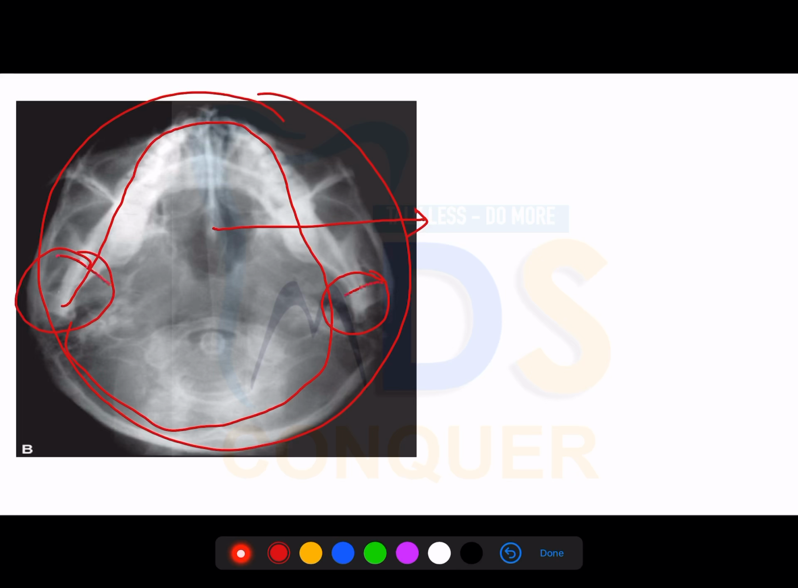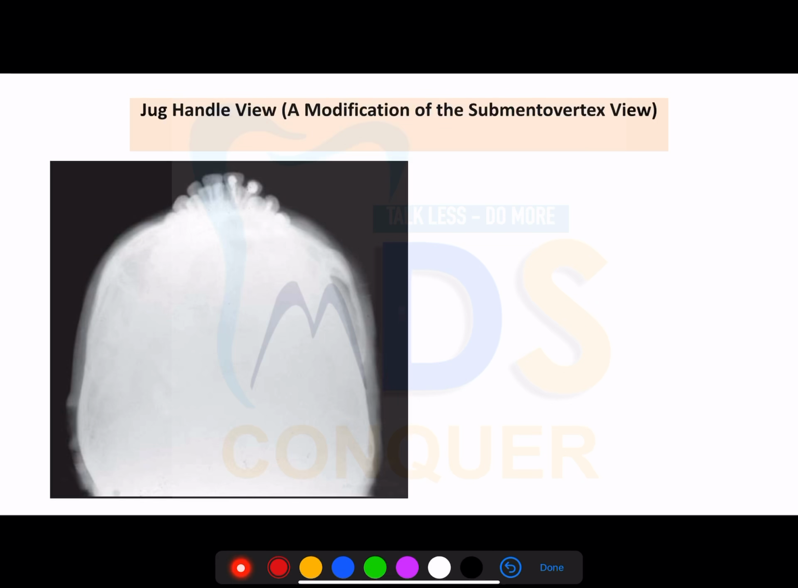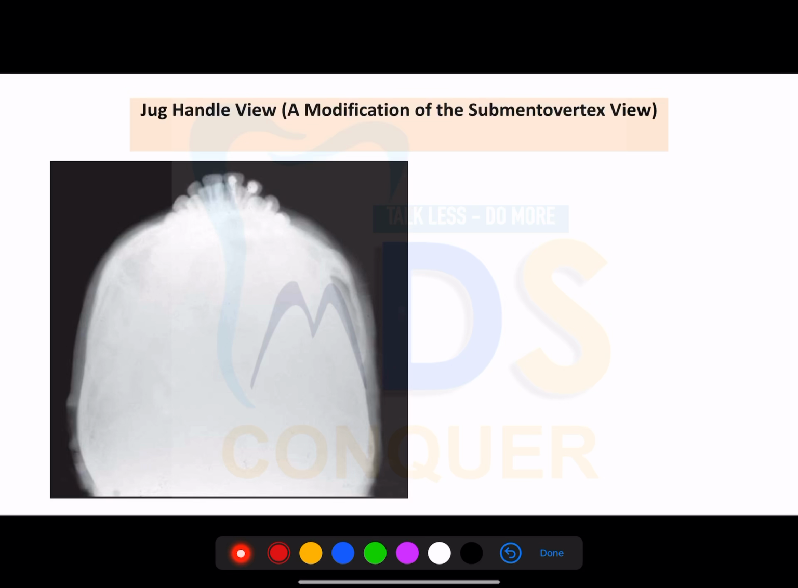Okay, and here the radiographic picture of a jug handle view is given. So this jug handle view is a modification. That means the patient position is the same as that of the submental vertex projection. Hence it is called a modification of the submental vertex view.